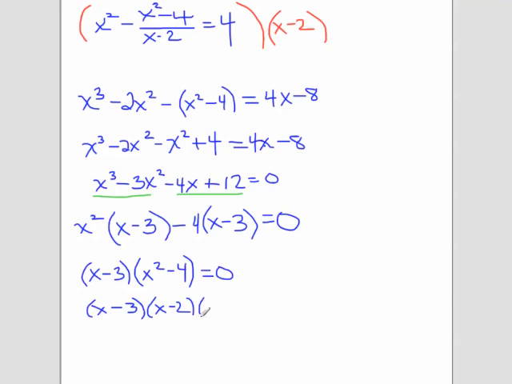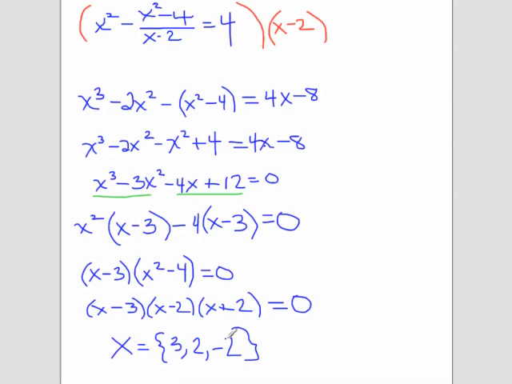And this whole thing is equal to 0. Now the only way that three things being multiplied can possibly equal 0 is if one or all of those things is equal to 0. So either x minus 3 is equal to 0, which means that x is equal to 3, or x is equal to 2, or x is equal to negative 2.